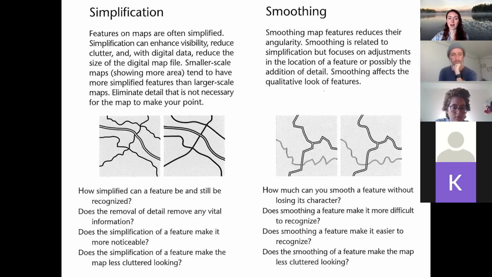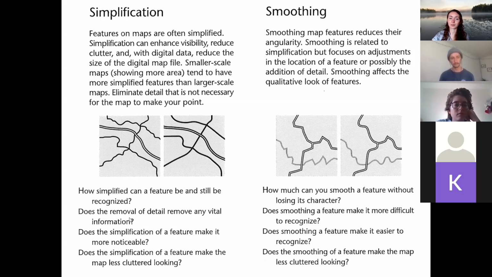For simplification, how simplified can a feature be and still be recognized? Like if you're zoomed really far out on a map, you might represent a river with just a straight line. You probably don't want to show the two coastlines, but you would still recognize that as a river if you make it blue. That would be a method of simplification. And if you zoom in much further, you might simplify less and show both of the coastlines of the river.